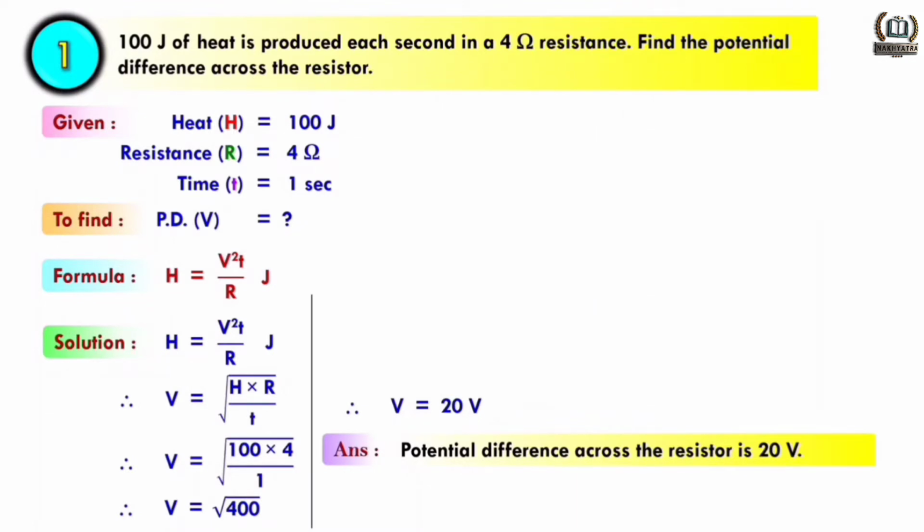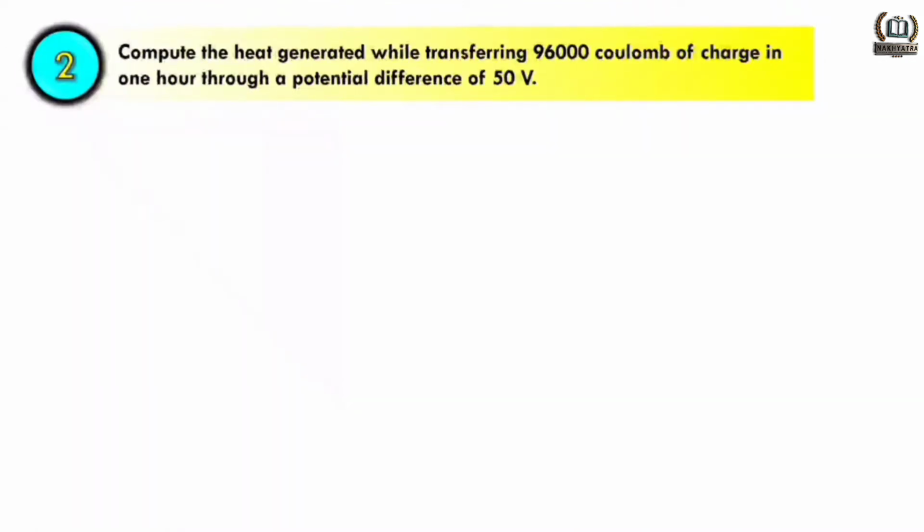Now let's see question number 2. Compute the heat generated while transferring 96,000 coulomb of charge in 1 hour through a potential difference of 50 volt. Here, what are the given values? The charge is given, that is 96,000 coulomb. Time is also given in hour and the potential difference, that is 50 volt. Here we have to find the heat generated.